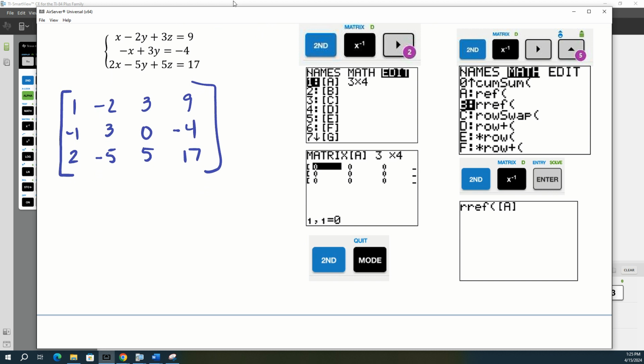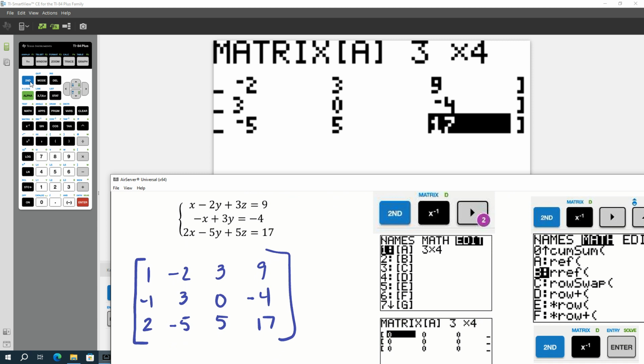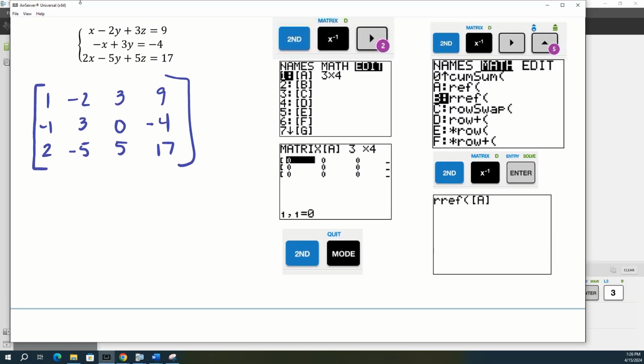All right, so once you get all that typed in, you are at this part right here. And so now we need to quit out of the matrix menu and just go back to the regular home screen. And so that's just second, mode, to quit. Now we should be at the second row.